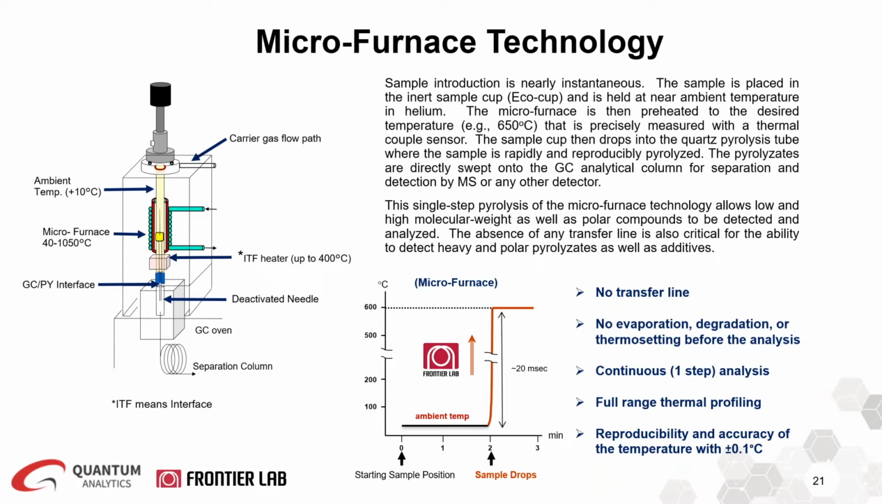The pyrolysates are directly swept onto the GC analytical column for separation and detection by the MS or any other detector that you choose. This single-step process of the microfurnace allows low and high molecular weights as well as polar compounds to be detected and analyzed. The absence of any switching valves and transfer lines is critical for the ability to detect heavy and polar pyrolysates as well as additives. The microfurnace technology also guarantees reproducibility and accuracy of the temperature within plus or minus 0.1 degrees Celsius. All surfaces are quartz or temperature stable deactivated. There is no transfer line with any cold spots and no cross-contamination.